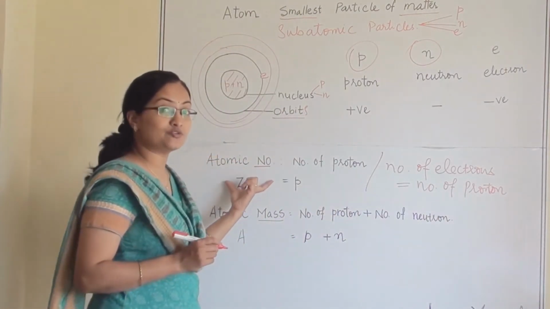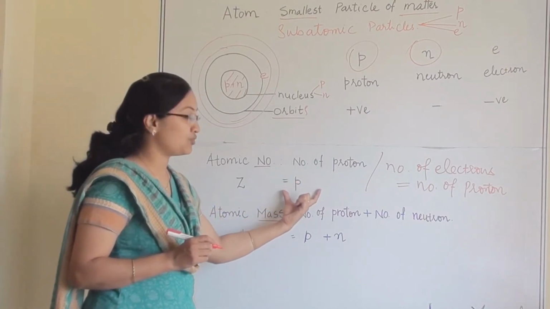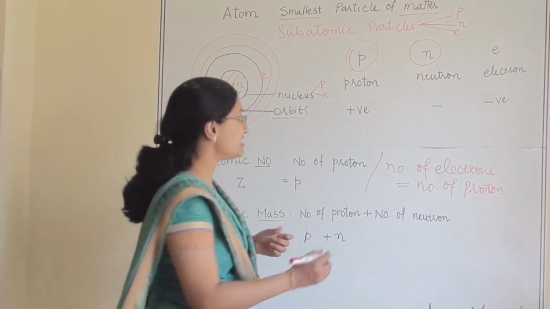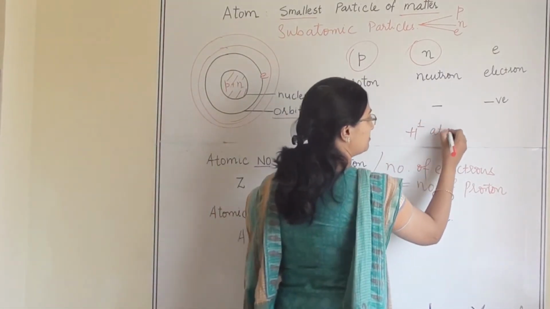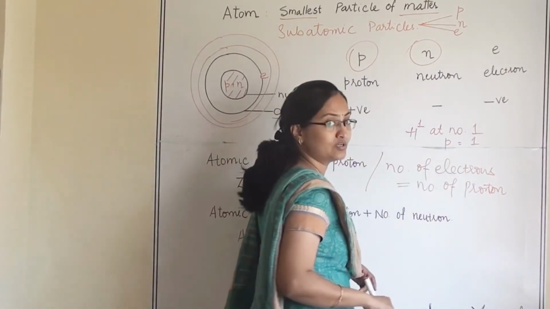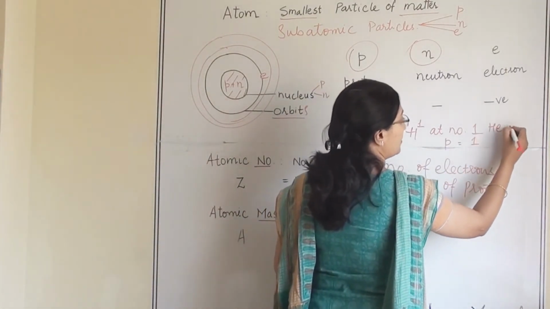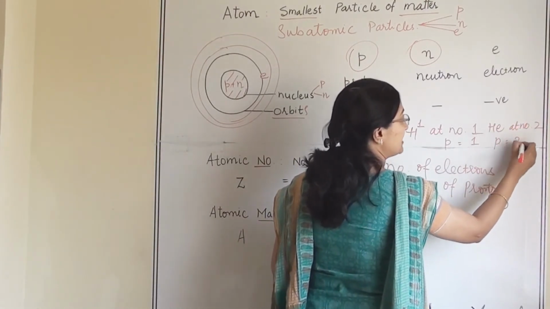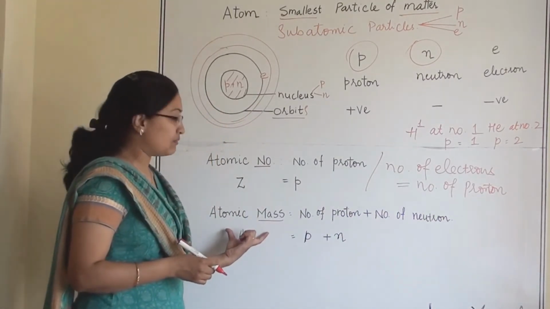But what is our atomic number? Z. So the number of protons equals our atomic number. For example, hydrogen. Hydrogen's atomic number is 1. So how many protons will be there in hydrogen? 1. Then helium. What is the atomic number of helium? 2. So how many protons will be there in helium? 2. Like that.